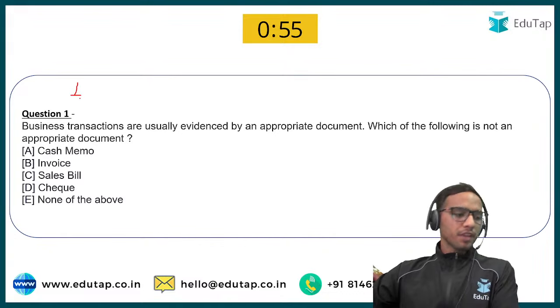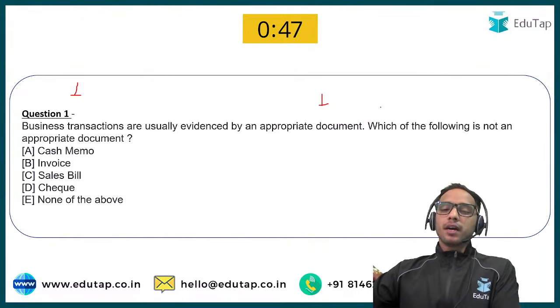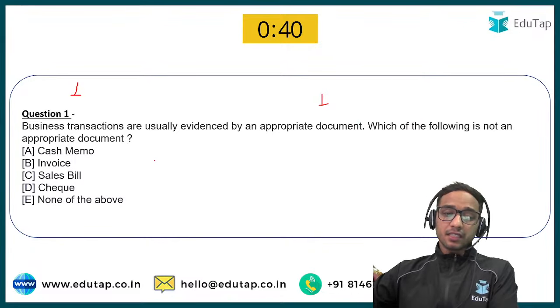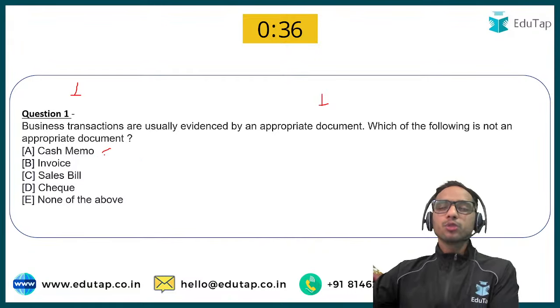So the first question we have is, business transactions are usually evidenced by an appropriate document, right? And the question is asking you, which of the following is not an appropriate document? See, in the options, what do you have? You have the first option as cash memo. So what is this cash memo?